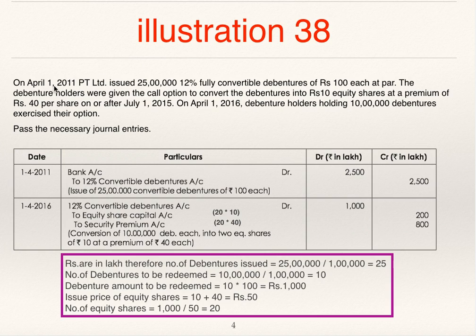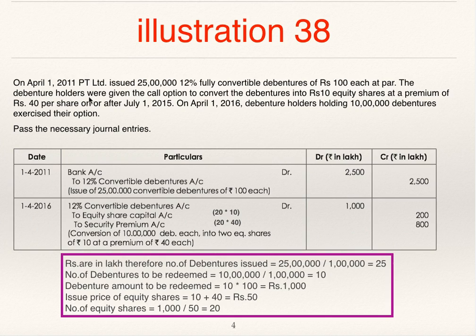Illustration 38. On April 1st, 2011, PT Limited issued 25 lakh 12% fully convertible debentures of 100 each at par. 25 lakh debentures were issued. Face value is 100, issued at par. Fully convertible debentures. The debenture holders were given the call option to convert the debentures into 10 equity shares at a premium of rupees 40 per share on or after July 1st, 2015. So these debentures can get converted into equity shares.